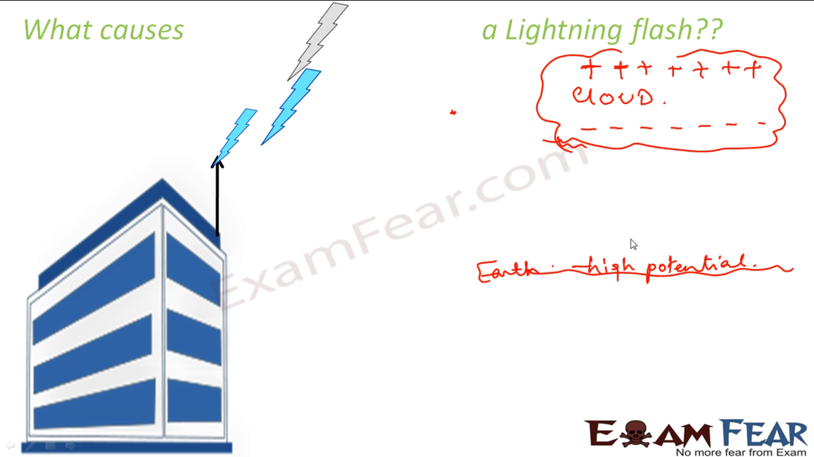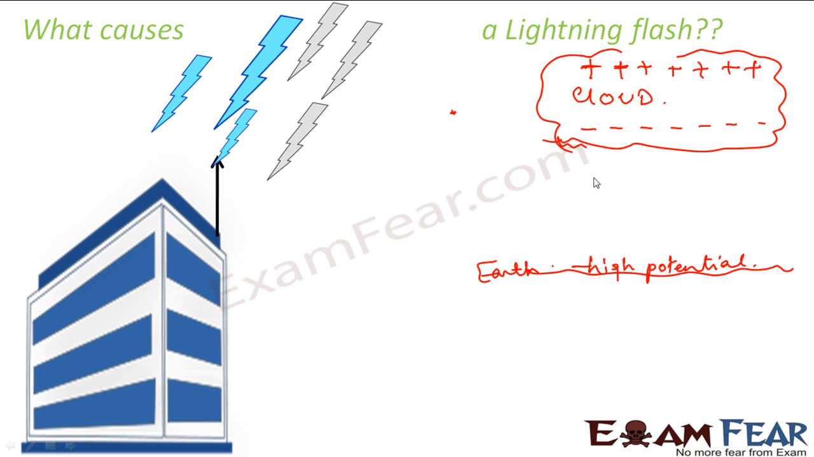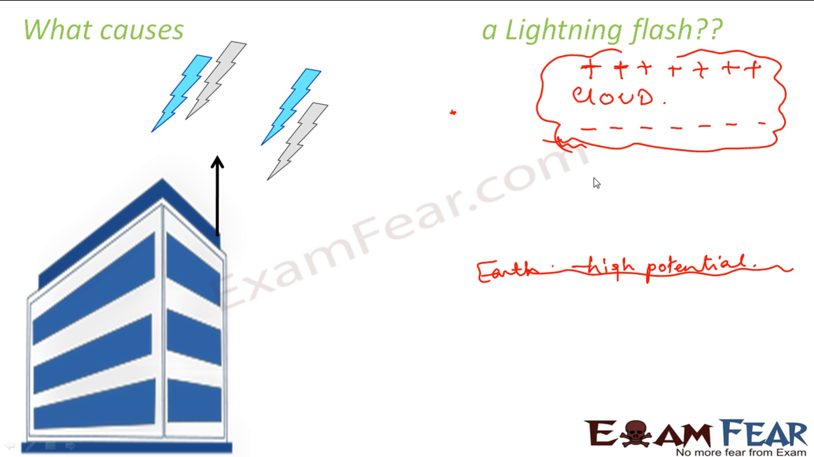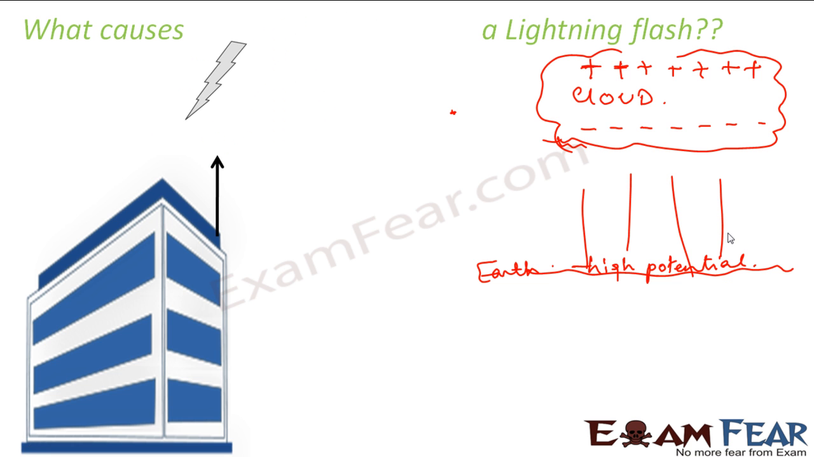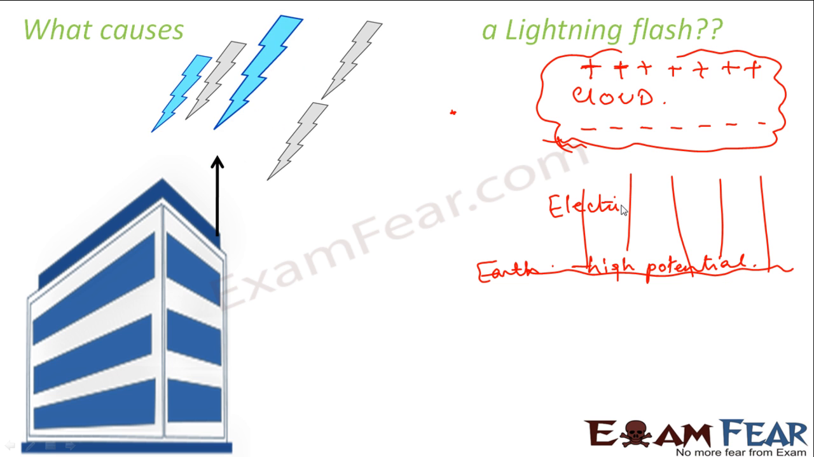As a result, what happens whenever there is a difference in potential? I told you before also in this chapter, this is what we studied, right? There is a difference in potential. Something is at higher potential, something is at lower potential. So that means flow of charges might take place. So an electric field is set up. Here, between the lower layer of the cloud and the earth, an electric field is set up.